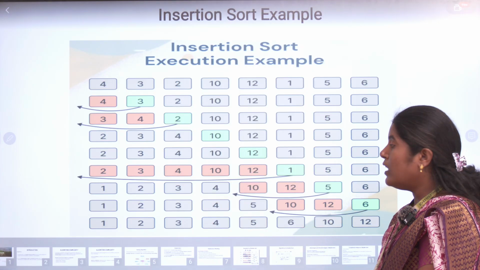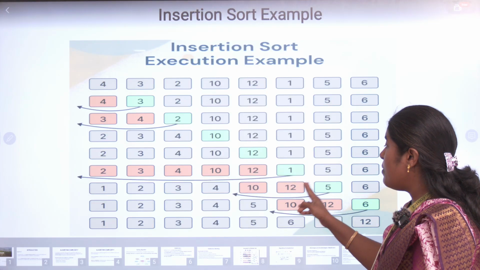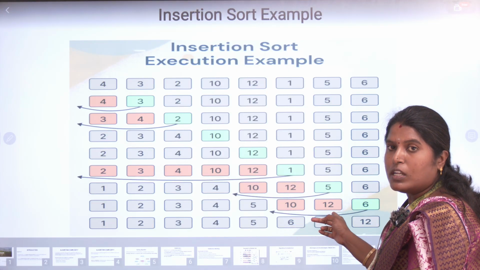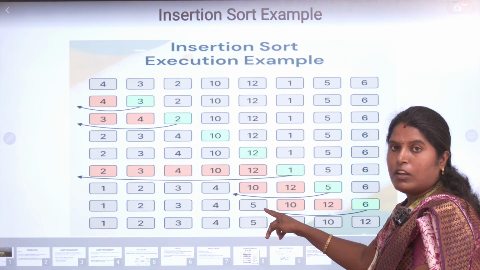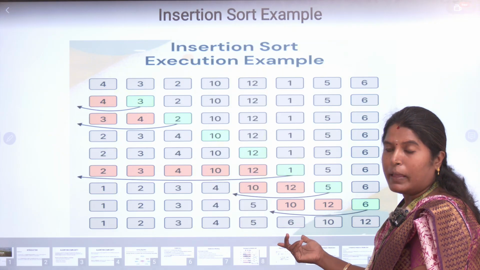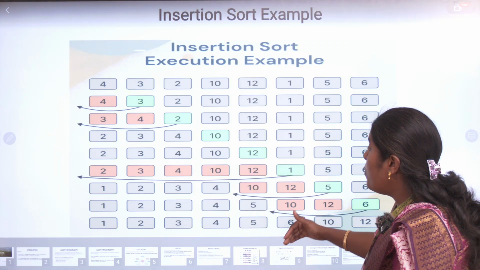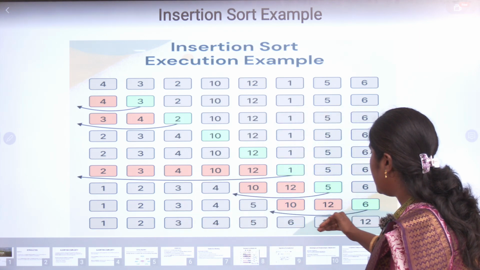So absolutely I will find that 10 is greater than 6. So what I have to do? I have to swap them. So 6 will be moved to the 10th place and 10 will be moved to the 6th place. So swapping takes place. Again what I have to do? I have to compare 6 with 5. When I compare, I find that 5 is less than 6. So there is no need of swapping. So at the end of this stage, my output will be 1, 2, 3, 4, 5, 6, 10 and 12.